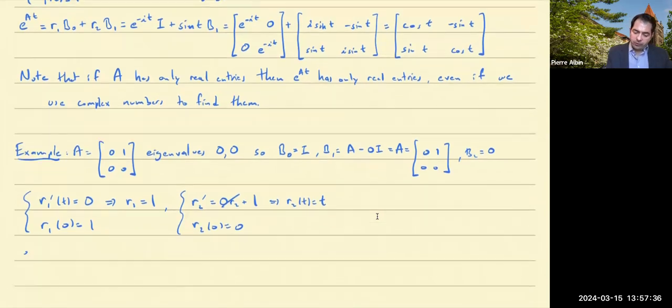And then with those coefficient functions computed, we can just write down the exponential. So this would be 1 times B0, that's the identity matrix, plus t times B1. And so that would just be 1, t, 0, 1, just like we found last time using the power series.